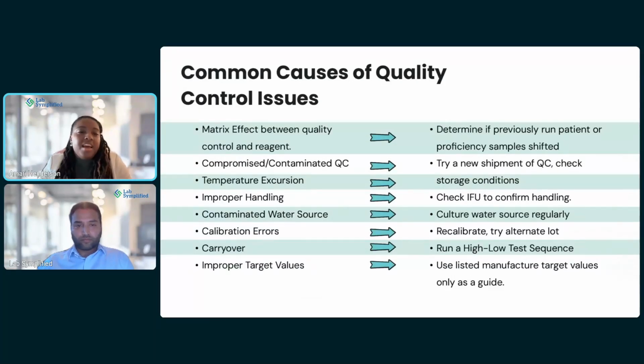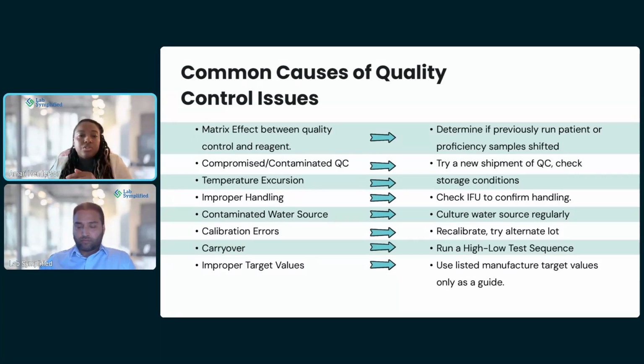Okay. So I wanted to talk about some common causes of quality control issues and then how you can resolve those. So matrix effect. Matrix effect is basically defined as the effect on an analytical assay caused by all other sample components except the analyte that is to be analyzed. So sometimes you'll have a certain reagent lot that has a matrix effect with maybe your quality control material, causing the data to shift in a certain direction, affecting your results.